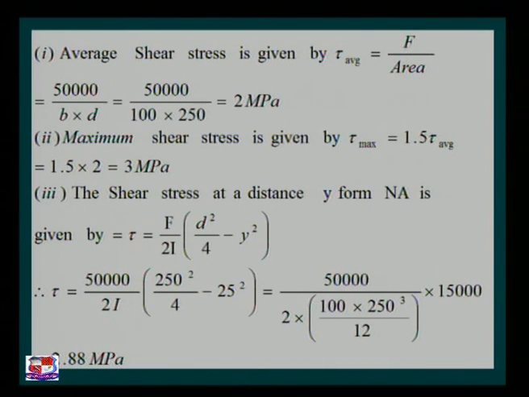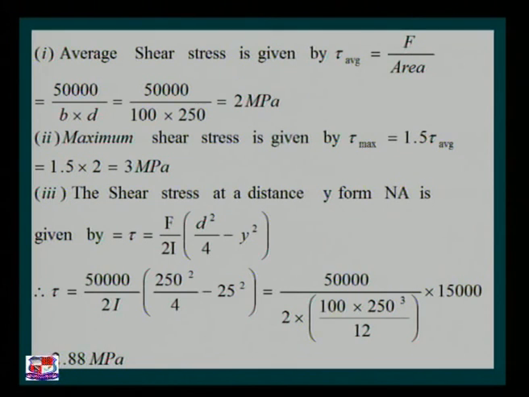Now maximum shear stress is given by tau maximum is equal to 1.5 times the tau average, that is 1.5 into 2, which is equal to 3 megapascal. So in answer, the maximum shear stress is tau maximum equal to 3 megapascal.